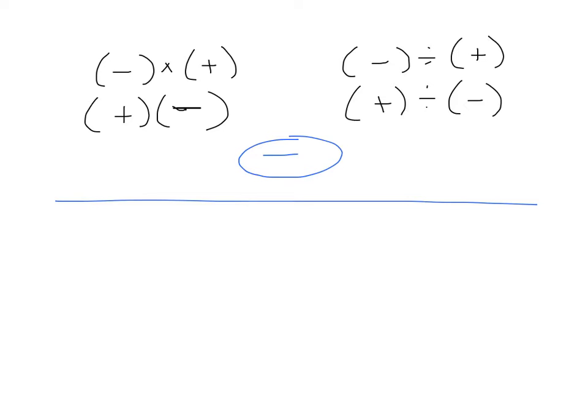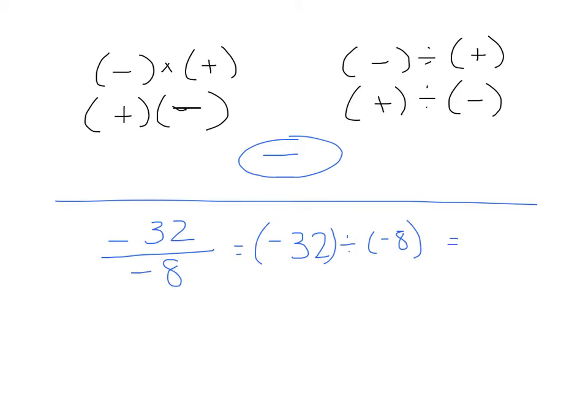So for example, if I have negative 32 divided by negative 8, my answer is going to be given by 32 divided by 8, which is 4. And I'm going to erase one of these negatives. Let's do negative 32 divided by 8. 32 divided by 8 is 4. And since I have one negative, my answer will end up being negative. If it was negative 32 divided by negative 8, my answer would then be a positive 4.